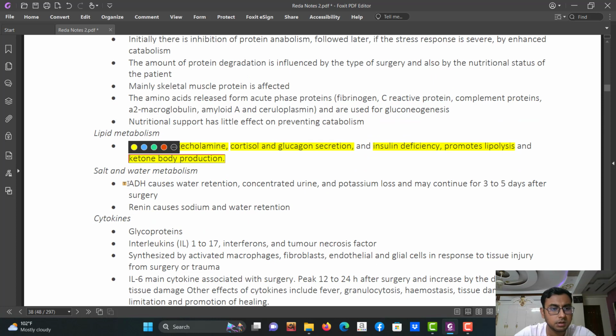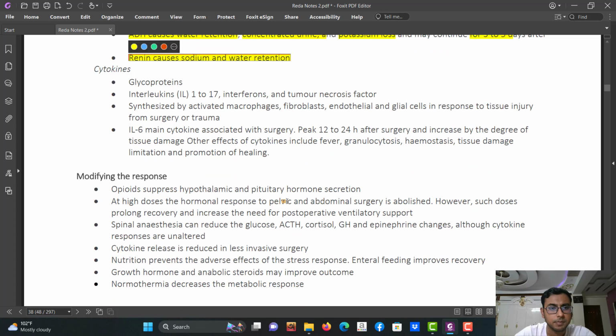Salt and water metabolism: the ADH causes water retention, concentration of urine, and the potassium loss may continue up to 3 to 5 days. Renin causes sodium and water retention. Now cytokines: glycoproteins, interleukin 1 to 7, interferon, tumor necrosis factor, synthesized by activated macrophages and fibroblast cells.